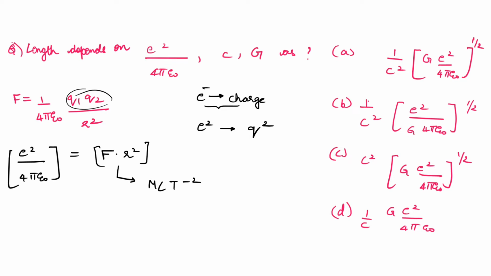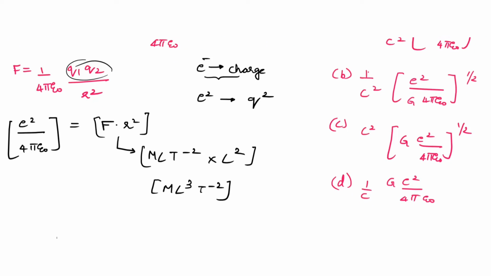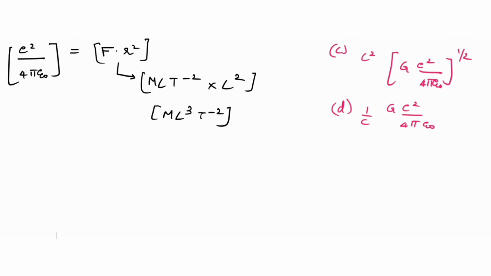So you can write e square by 4 pi epsilon naught as F r square. This will make your job easy. Instead of finding the dimensions of charge and then squaring it and then finding dimensions of epsilon naught and then dividing it by the dimensions of e square, it's all a big procedure. So simply recollect where this whole term comes. Did you study this in any of the formulas? Okay, try to recollect, then apply.